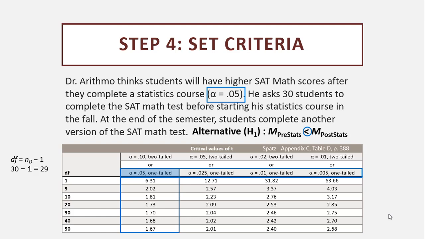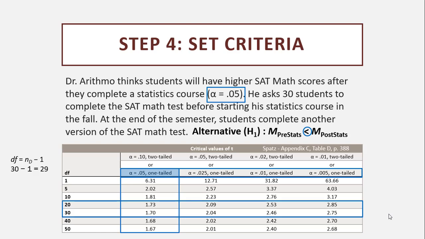Importantly, we have 30 students taking the test before and after the stats course. Well, technically that means we have 60 SAT scores. But again, we don't care about the original scores. All we care about is the difference scores. So if Billy took it at time 1 and Billy took it at time 2, I don't care about Billy's score at time 1, Billy's score at time 2. I care about the change from time 1 to time 2. I care about the difference between time 1 and time 2. Because of that, I'm going to have 30 difference scores. So my degrees of freedom is going to be 30 minus 1, which is 29.